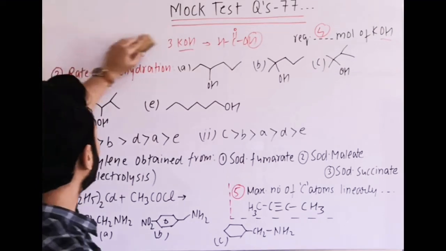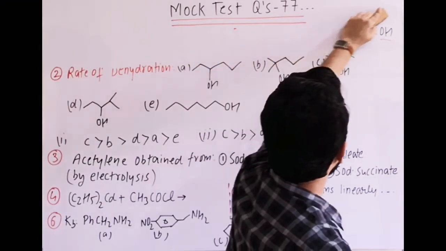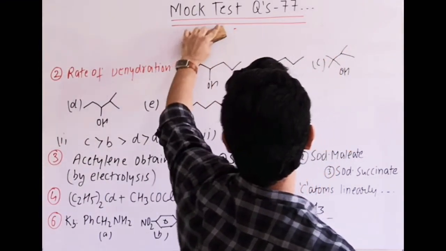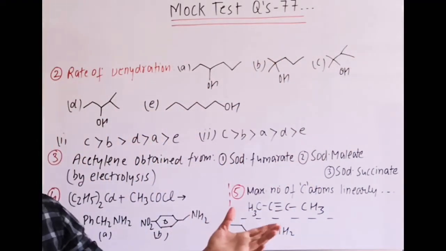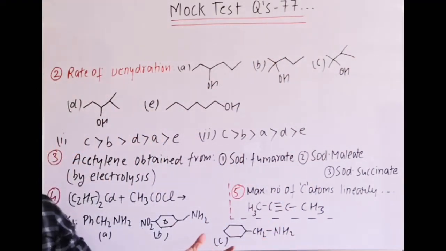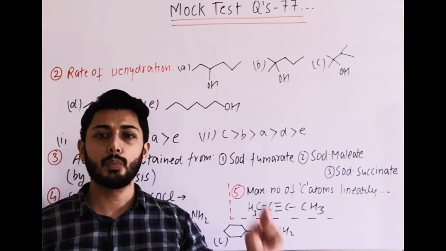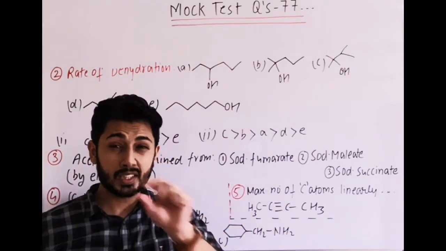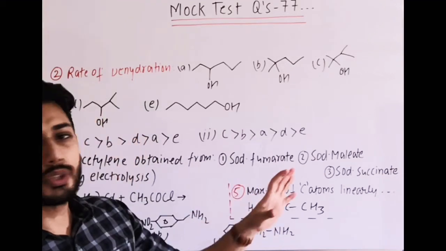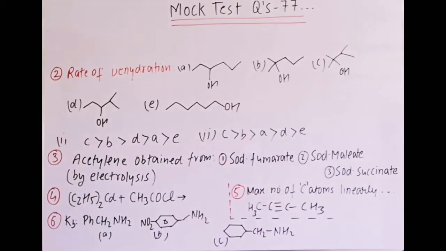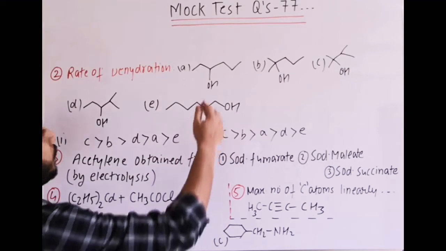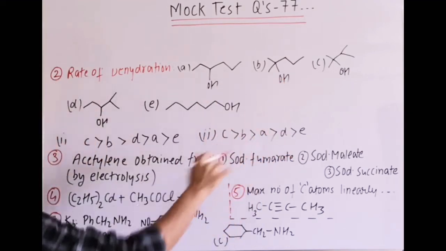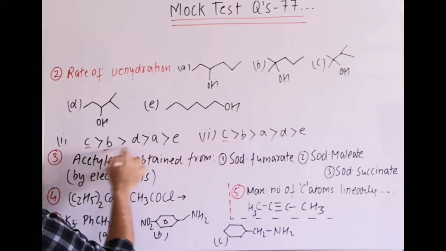Next question is the rate of dehydration among these alcohols. Now we know that in the rate of dehydration, the first step is protonation, then loss of water molecule, and then a carbocation is formed, which is the slowest step. So by that logic, there is a slightly controversial point, but we can go with the answer of NTA, that eliminating the other options, these are clearly C and B.